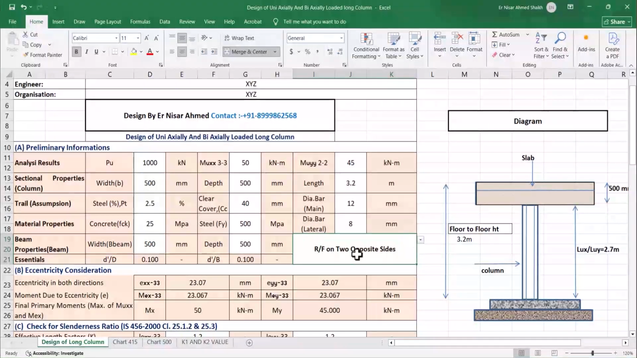Reinforcement, first of all we provide on two opposite sides. We can provide four sides also, but we are currently assuming two opposite sides.